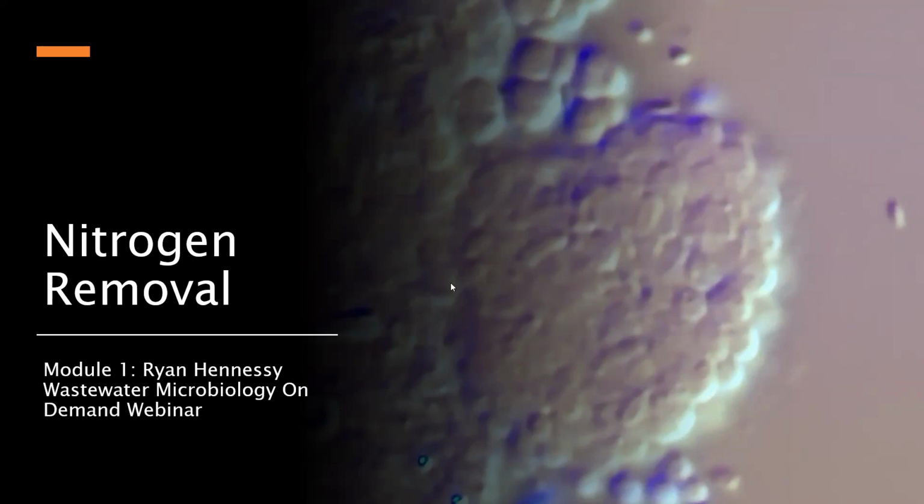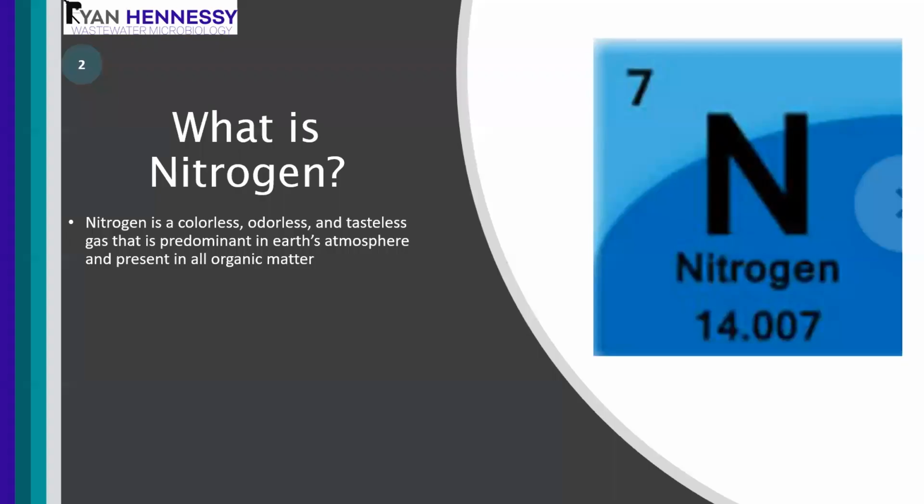The goal here is going to be to talk about things from a wastewater operations standpoint and get practical information that we could use for treatment processes. So with that said, what is nitrogen? Nitrogen is a colorless, odorless, and tasteless gas that's predominant in Earth's atmosphere and present in all organic matter. So in the air, it's a gas, but it can also be many different forms.